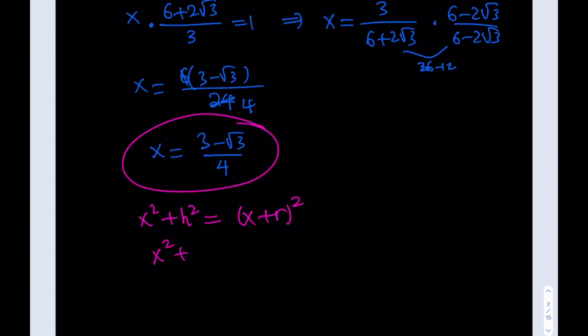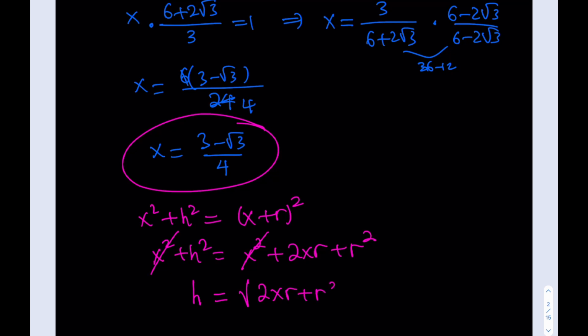x squared plus h squared is equal to x squared plus 2xr plus r squared. x squared cancels out. We end up with h squared. I do need to take the square root, and I'll be getting this one.